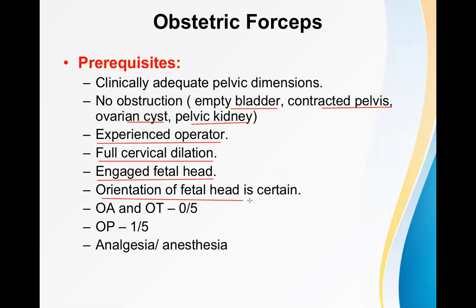Another, the orientation of the fetal head should be certain. In case of occipital anterior, it is the best for the application of forceps. Sometimes even in occipital transverse position they can apply the forceps, but it is not commonly done. So in OA and OT, OA is occipital anterior, OT is occipital transverse. The fetal head should be at least at 0 station, at the level of the ischial spine, not above that. In occipital posterior, it should be at least 1 centimeter below the ischial spine level. And there should be proper analgesia and anesthesia use. Actually, analgesia would be enough rather than anesthesia. So these are the important prerequisites.